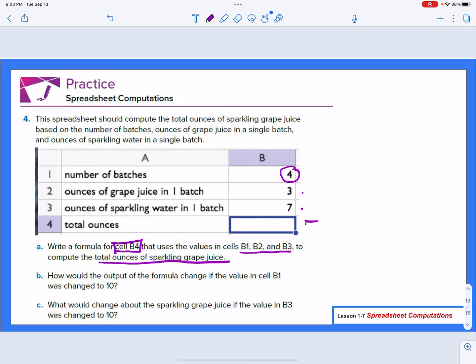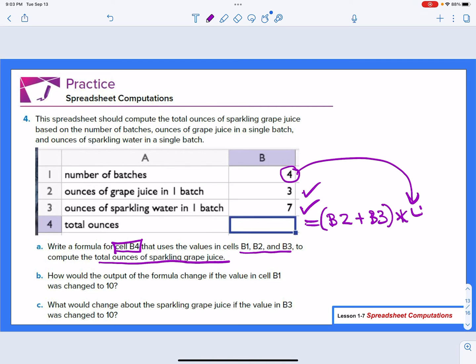Well, the sparkling juice is going to be equal to B2, the ounces of grape juice, plus the B3. We'll put those in parentheses, and then we're going to multiply it by the number of batches, in this case B1. So for this first one, you have 7 plus 3 times 4. So we have 10 times 4 is 40. So we get 40 ounces right there.